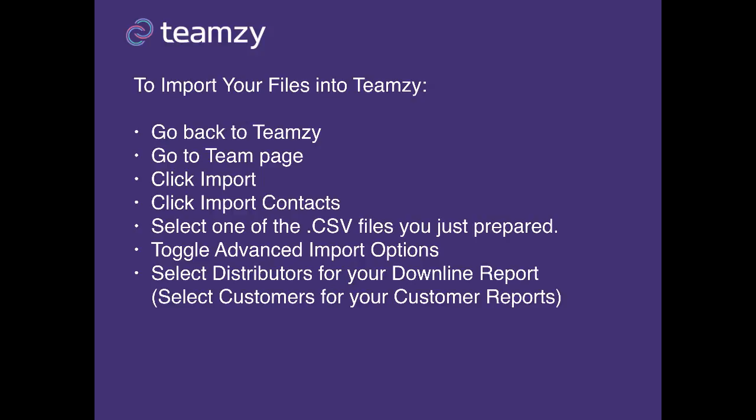Okay, now once that loads in, I want you to toggle that advanced import options toggle switch. You'll see it there. Turn that on, because now what we want to do is tell Teamzy what's coming in. Is it prospects, customers, or distributors coming in? Okay, we're doing our downline report, so we're going to select distributors. This way, when the import happens, Teamzy puts them in the right category. Now when you go back and do your customer reports, you're going to do the same thing. You're going to toggle your advanced import options, but that time you'll select customers. Make sense?